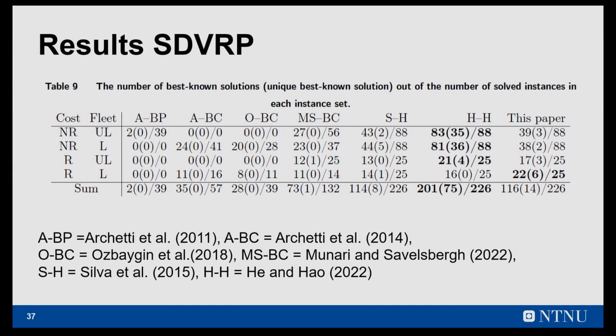So here we have gathered all the state-of-the-art methods we could find in the literature. And we see here that the He and Hao paper, or like the heuristic they proposed in 2022, is clearly the best method in finding most best-known solutions. But we come in on a close call for second here. So I would say it works decently on the split delivery vehicle routing problem also, but it's not as impressive as for the inventory routing problem.